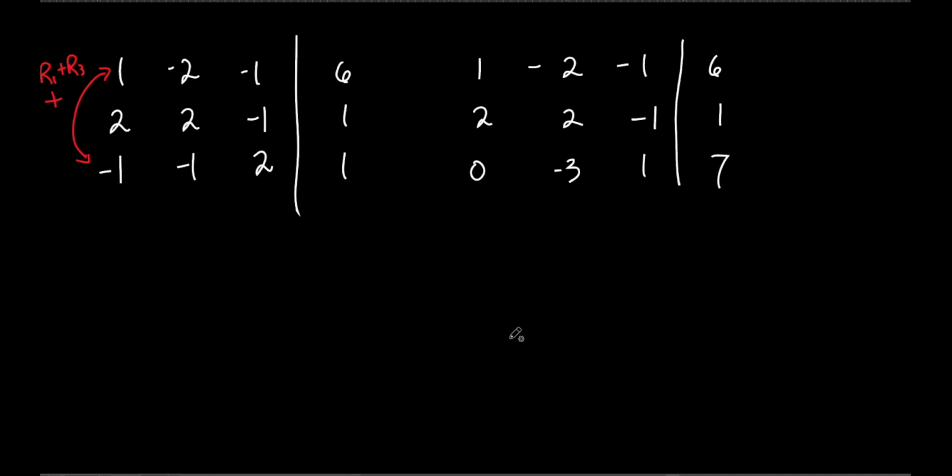Where else do you think we can get a 0? Pretty easy. Probably right here. So let's do this. So I can make that a 0. How can I make that a 0?